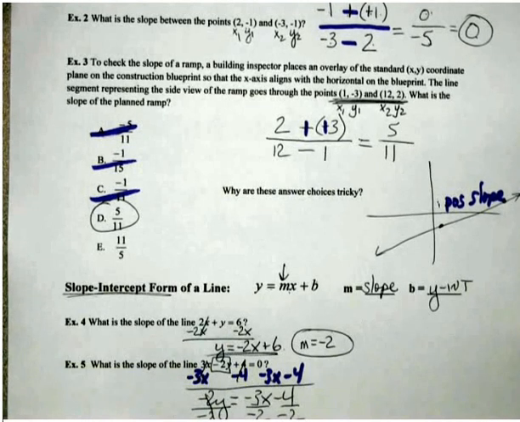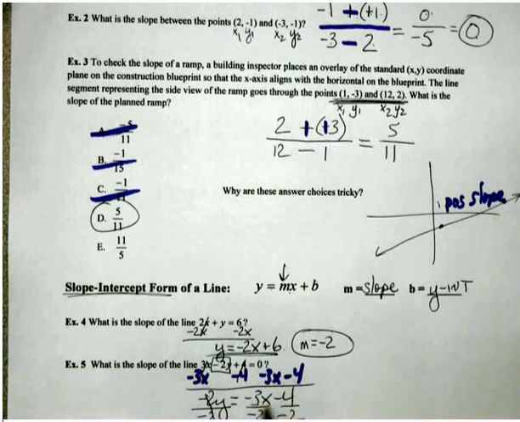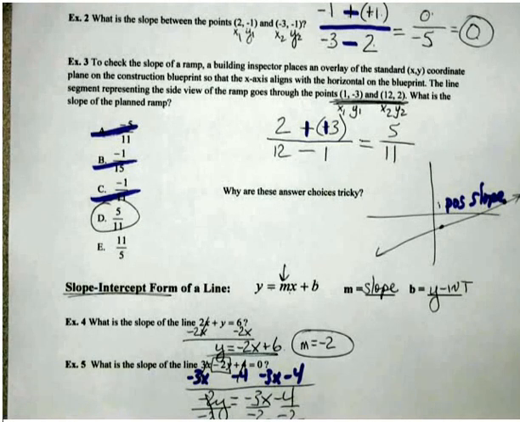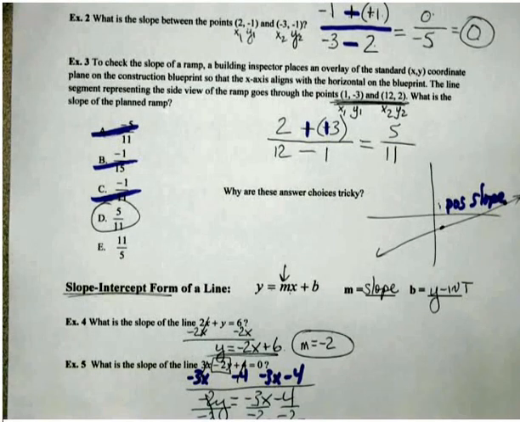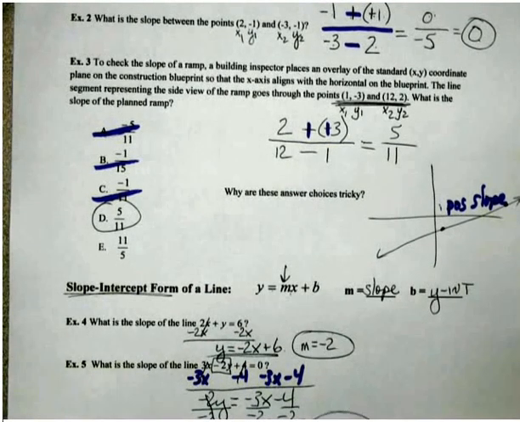So sometimes it can take a couple of steps. And if it doesn't go in evenly, leave it as a fraction. No decimals here. And again, the number in front of x is my slope.